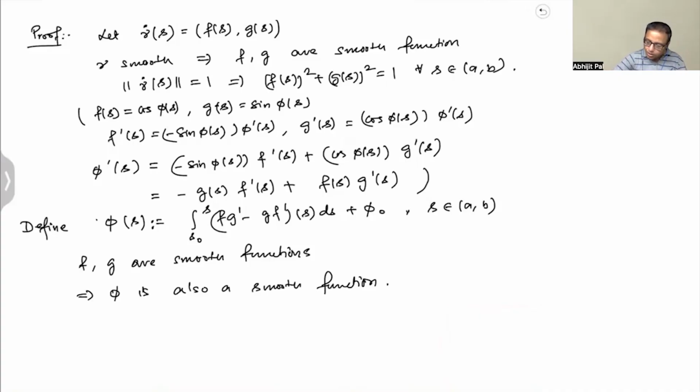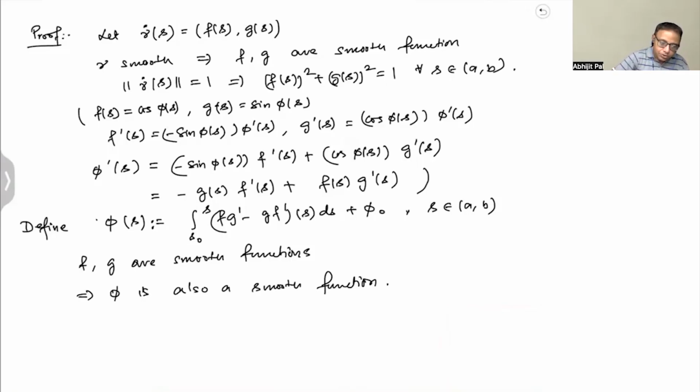Okay. So we have defined now this phi to be equal to this. And now what we have to show is that small f is equal to cos phi s and small g s is equal to sin phi s. So this we have to show.